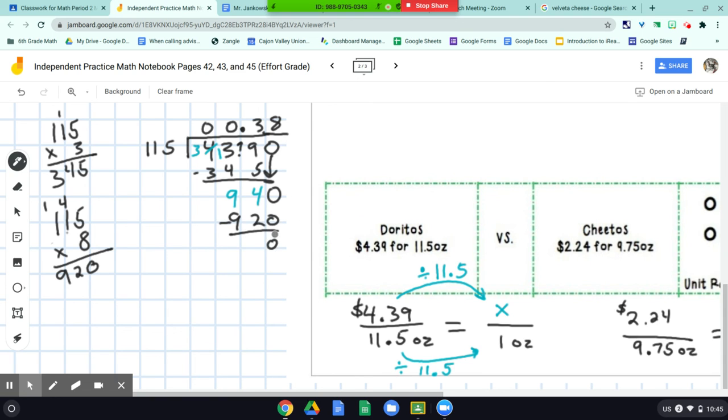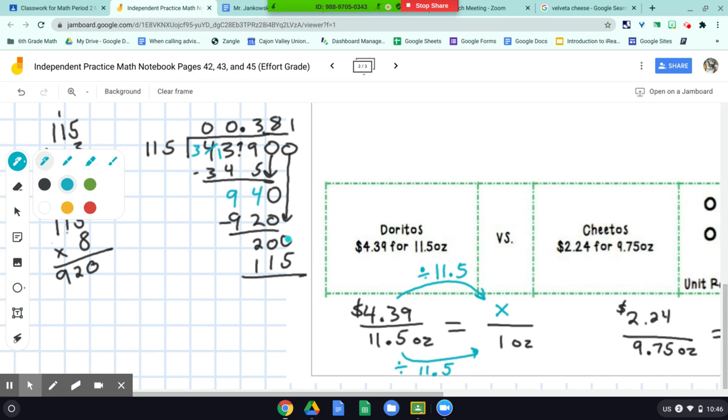Subtract these. 0 minus 0 is 0. 4 minus 2 is 2. And 9 minus 9 is 0. And then I got to drop another 0 down. How many times does 115 go into 200? Well, only one time. 1 times 115 is 115. Subtract this.